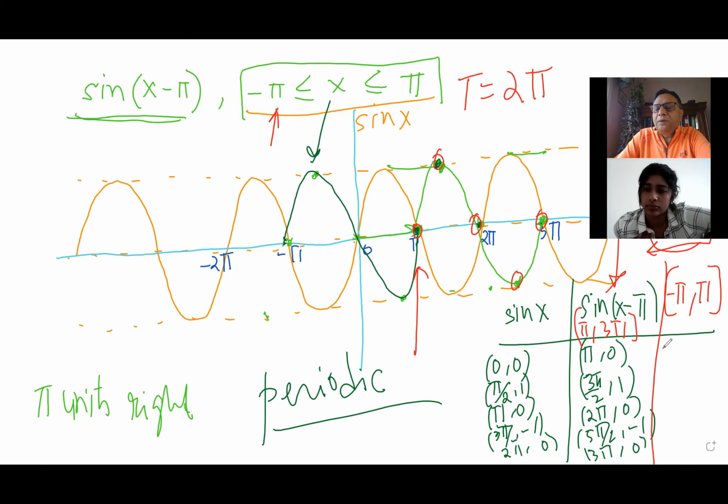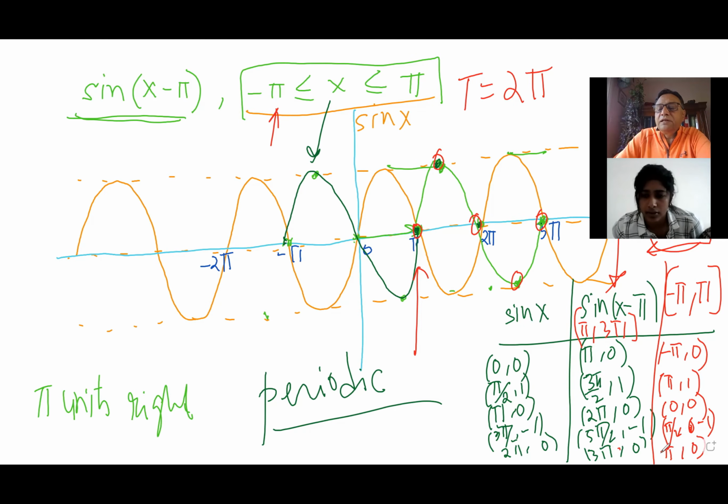So if I do minus 2 pi here, I get minus pi, 0, correct? I'm just doing minus 2 pi, right? So I get pi, 1. I get 0, 0, correct? If I take away 2 pi from it, pi by 2 minus 2 pi means minus 3 pi by 2, so pi by 2, right? Pi, minus 1, sorry. Minus 1 it is, right? And pi, I take minus pi here, 0. Is that clear?